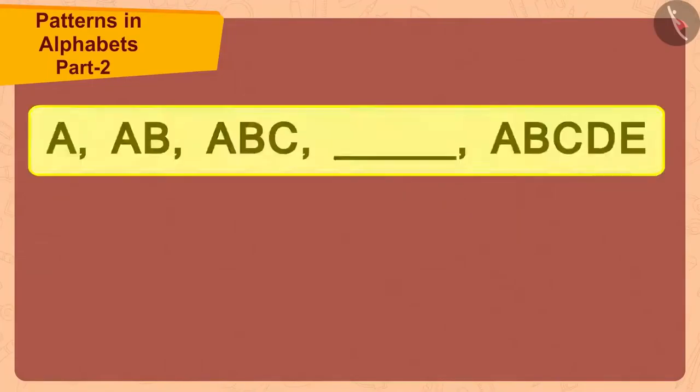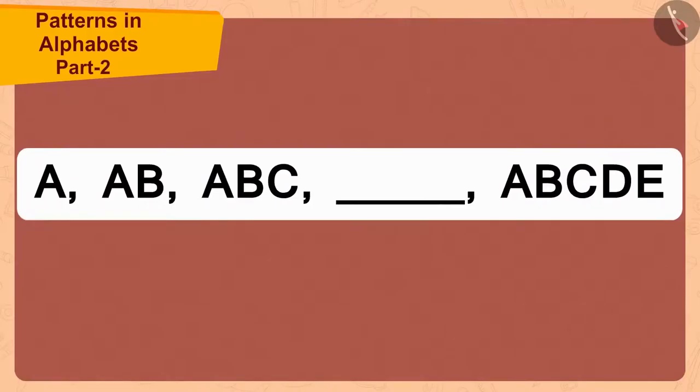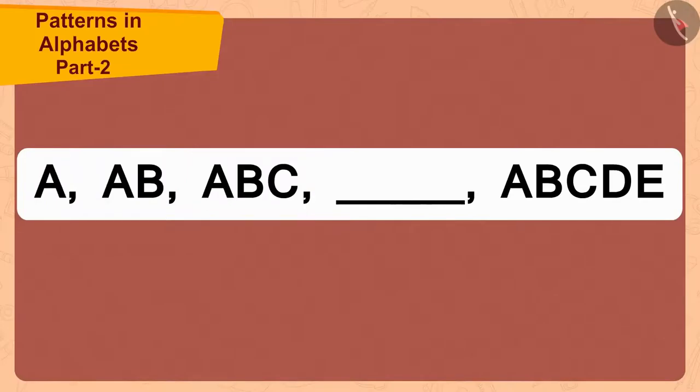If we look at this pattern closely, we will find that every time the letters are being repeated, the next letter is being added to it. Like, the first letter is A. The next time A is repeated, B is added to it. And when AB, both these letters are repeated, then the next letter, C, was added to it.